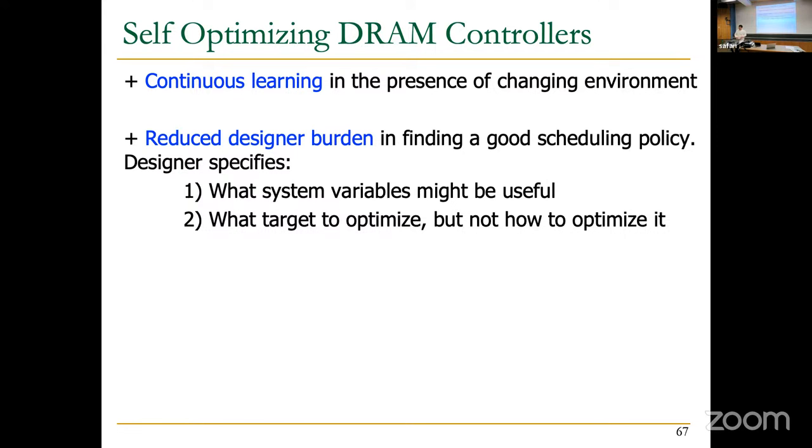Why is this good? We're no longer stuck with the same heuristic-based policy that's FRFCFS, for example. The heuristic there is, if it's a row hit, I will serve that first, and then the oldest instruction. So this scheduler can learn based on the changing environment. It can adapt to these changes. Also, the system designer does not need to find those heuristics that will result in the best performance, right? They only need to enumerate the system variables, what the reinforcement learning agent observes from the system, and let the agent essentially optimize for itself. And then obviously a target to optimize for. In this case, it's DRAM throughput.